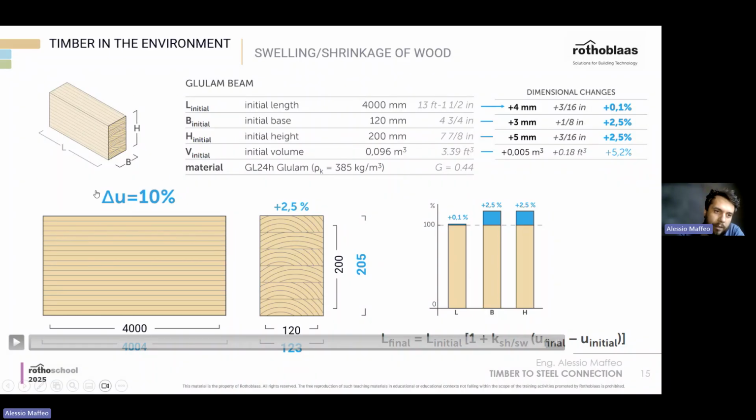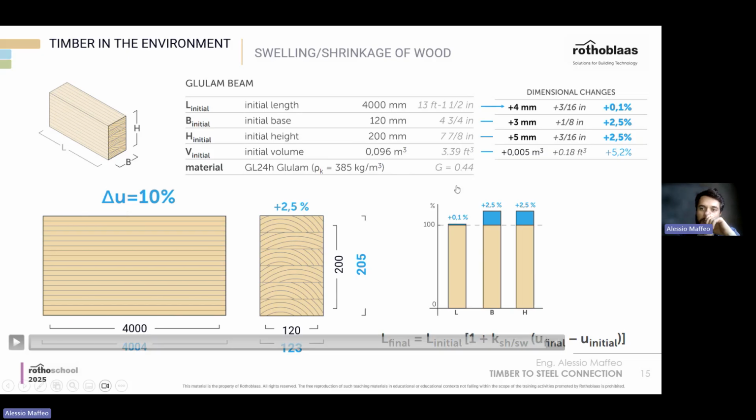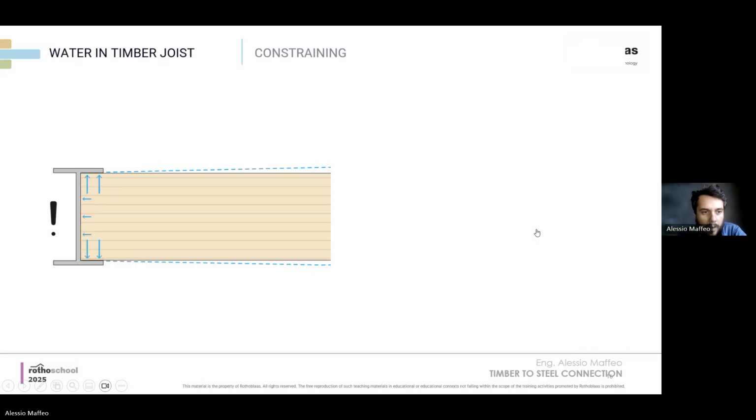The idea behind this is that we have a 10% moisture change. With a 10% moisture change, the longitudinal direction is not the most critical one, because the coefficient that we saw before for each percentage of moisture change was pretty low. The most critical ones are the radial coefficients, which takes us to a pretty high dimensional change.